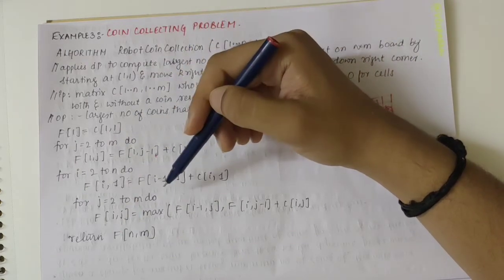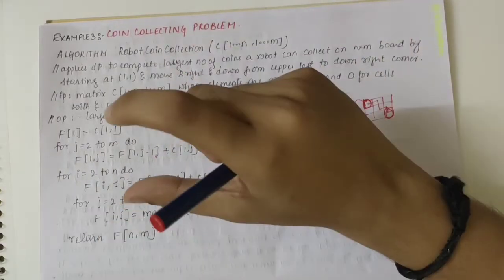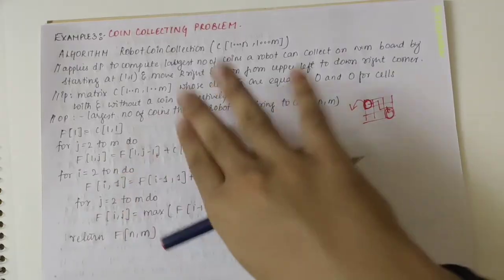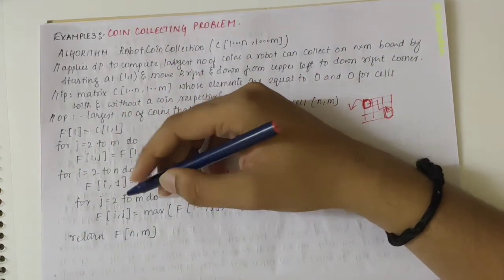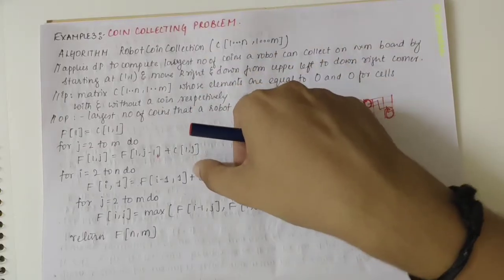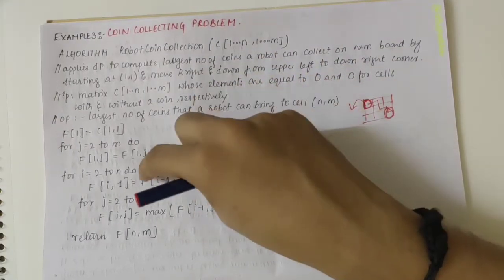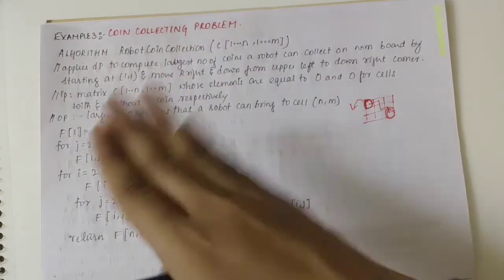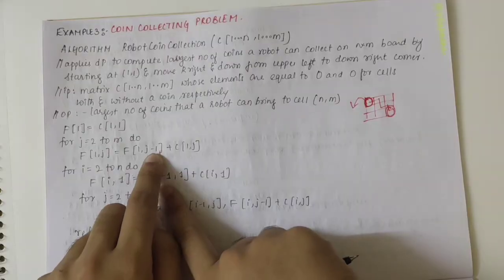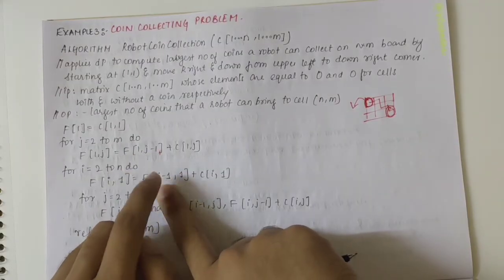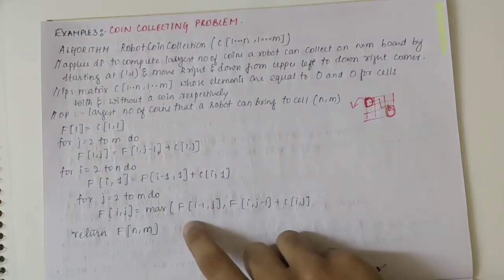So for each cell in the first column, I am computing the maximum number of coins that can be collected by moving downwards. So the value of f of i comma 1 is obtained by adding the coin value here, that is c of i comma 1, to the maximum number of coins collected in the previous cell of the same column, that is i minus 1. Here if you look, here it is the same row, here it is the same column. I hope you have understood the difference between these two.